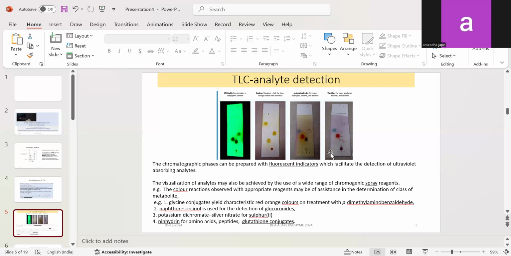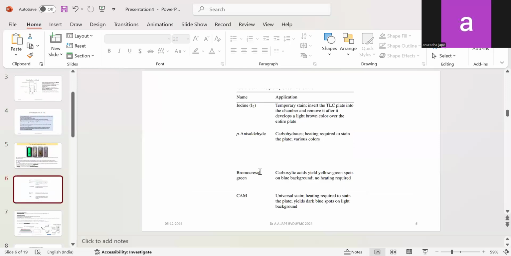Third and fourth plate, you have selective reagents which are selected for the specific analyte. So take an example. If you have glycine conjugated analytes, a selective agent that will react with glycine is para-dimethylaminobenzaldehyde. It will give red-orange color with that. Or you can use potassium dichromate and silver nitrate to detect the analyte having sulfur compound. Or you can use ninhydrin for detection of amino acid peptides as well as to detect glutathione conjugates. So selectively, you have to decide the spray agent which will react with your analyte and give the specific colors.